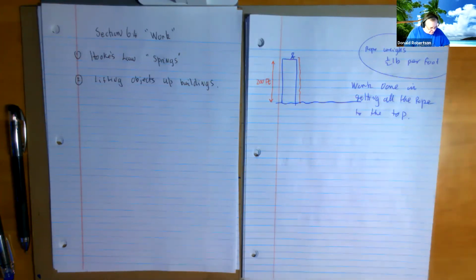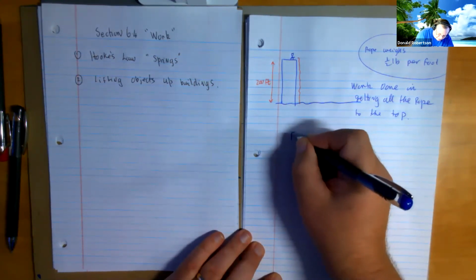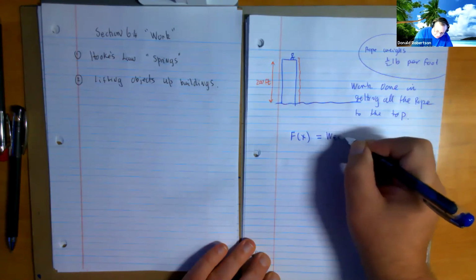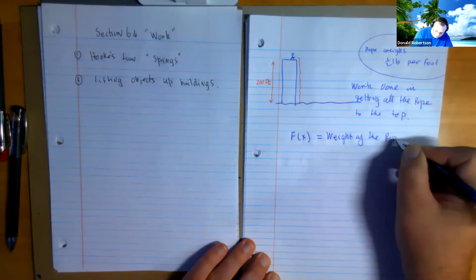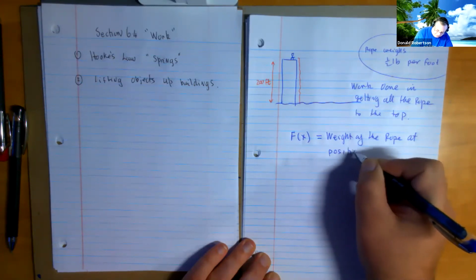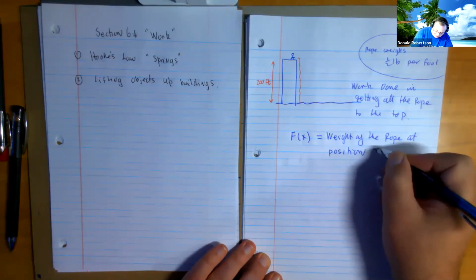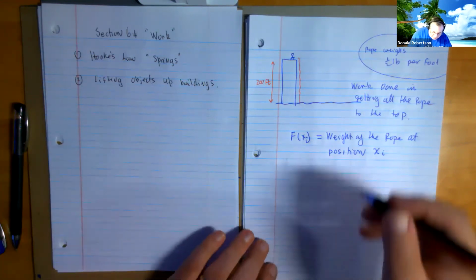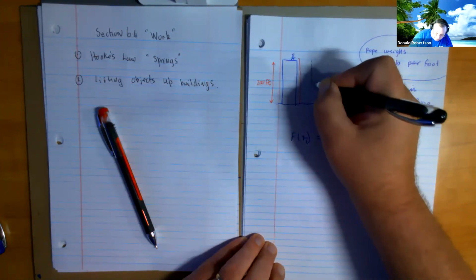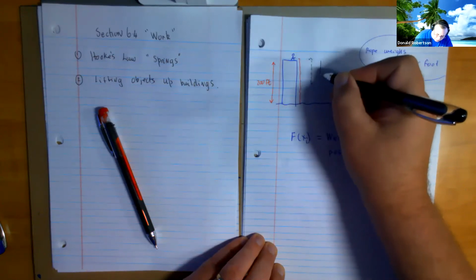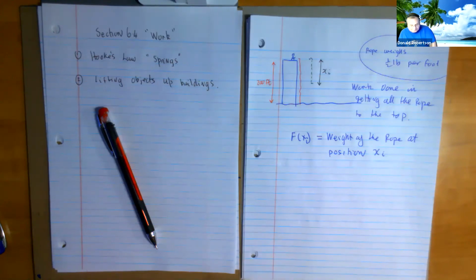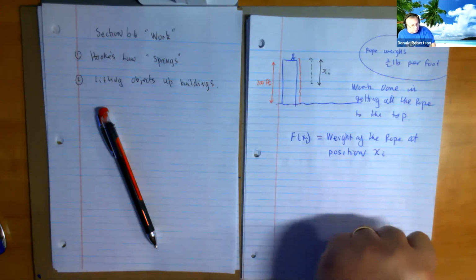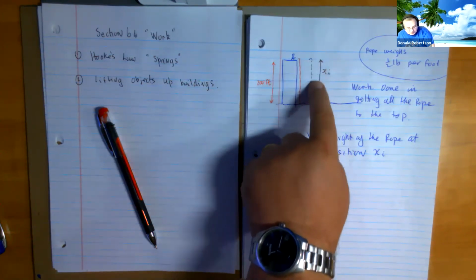So what that means is that we now have a harder question. We need to find the force function. And basically, the force function is going to be the weight of the rope at position, and we are going to call this position xi. So I want you to imagine that we randomly pick some point about here, right? And this distance we're calling xi. So at that point, this is how much rope you'd be holding on to, how much rope you're about to pull.